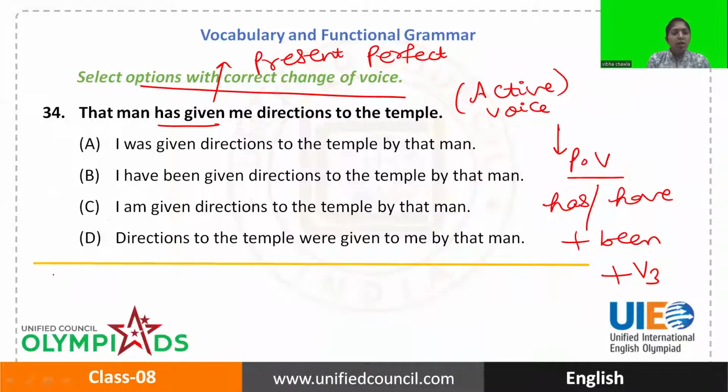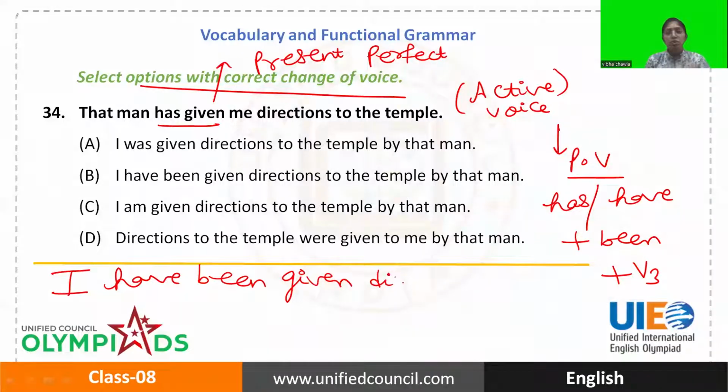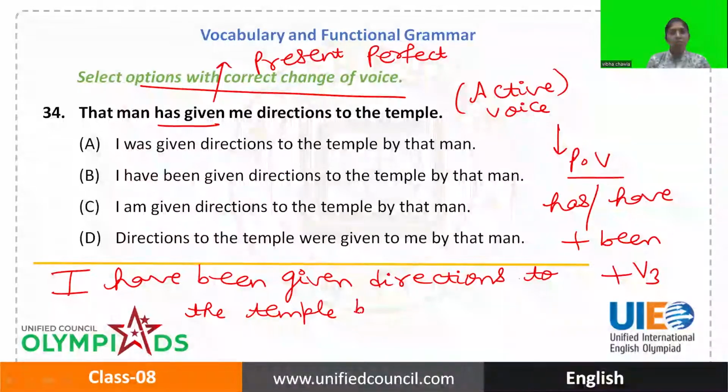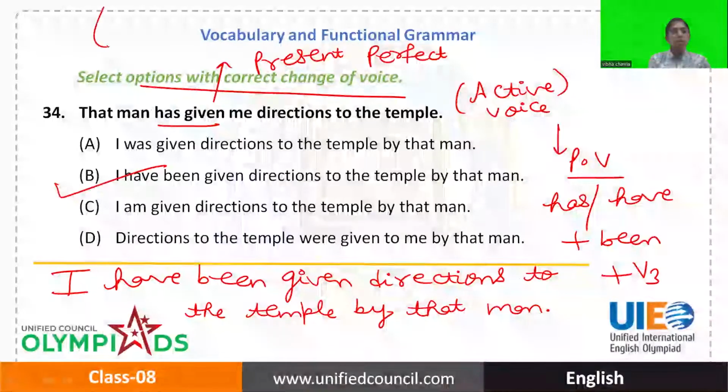So that man has given me directions to the temple. So I have been given, what? Directions to the temple by that man. It is option B. I have been given directions to the temple by that man.